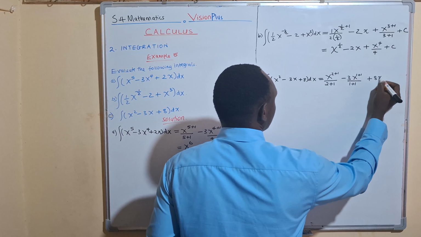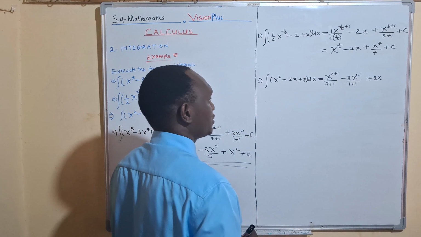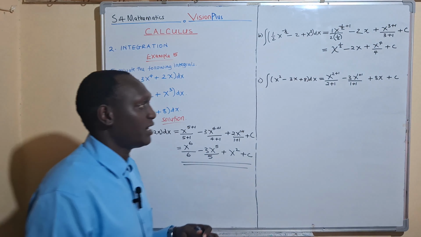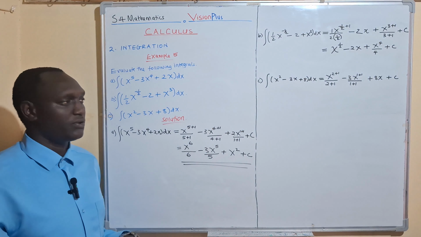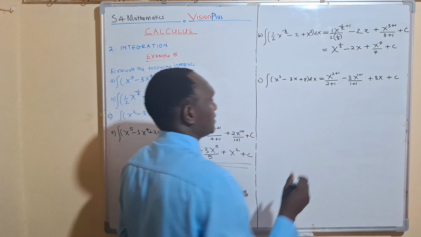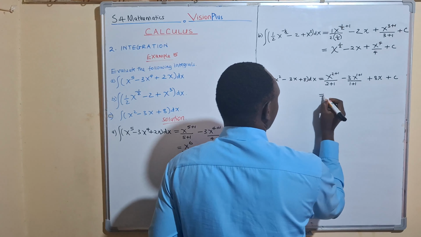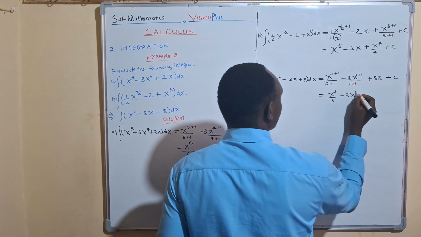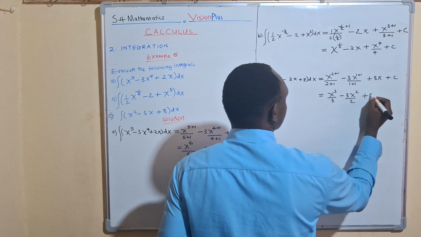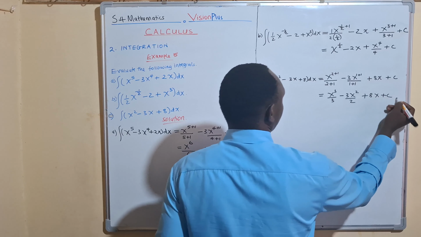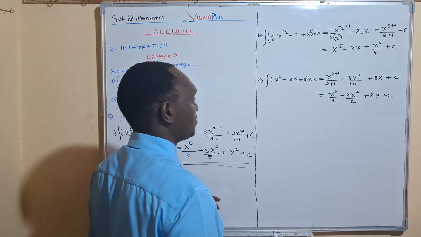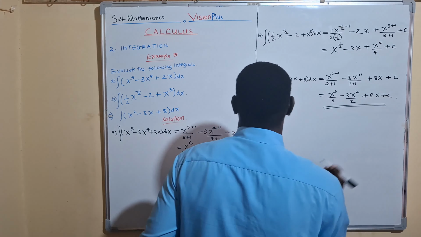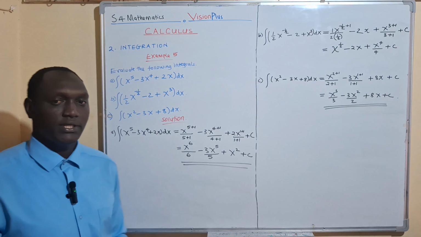If we integrate the constant, we simply attach a variable x to it, plus the constant of integration, which is the value that was depreciated to 0. We need to recover it to get the original function. This gives us x cubed out of 3 minus 3 x squared out of 2 plus 8x plus c. Can we simplify it further? Not really. So this is the answer. And that is the solution to example 5.